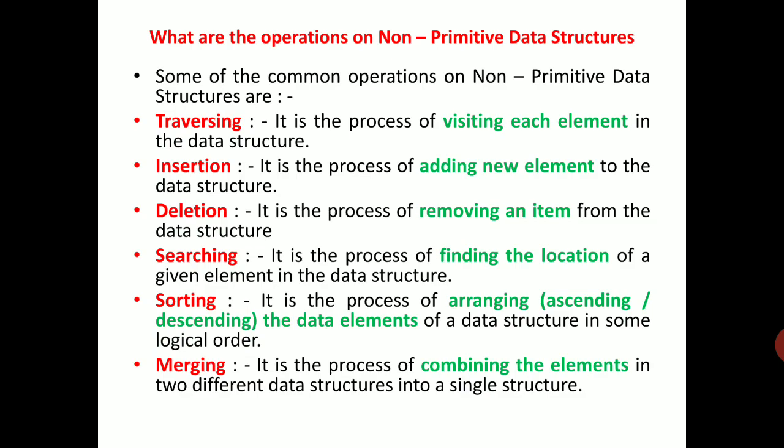But we'll try to understand first. We'll concentrate on what the operations of non-primitive data structures are. We have 6 operations on the screen. First one is traversing. What is traversing? Visiting each element in a data structure at least one time. Insertion, adding a new element. Deletion, removing an item or removing an element. Searching, finding an element. Sorting, arranging the elements of a data structure. Merging is combining two different data structures into one single structure. We'll see the images now.